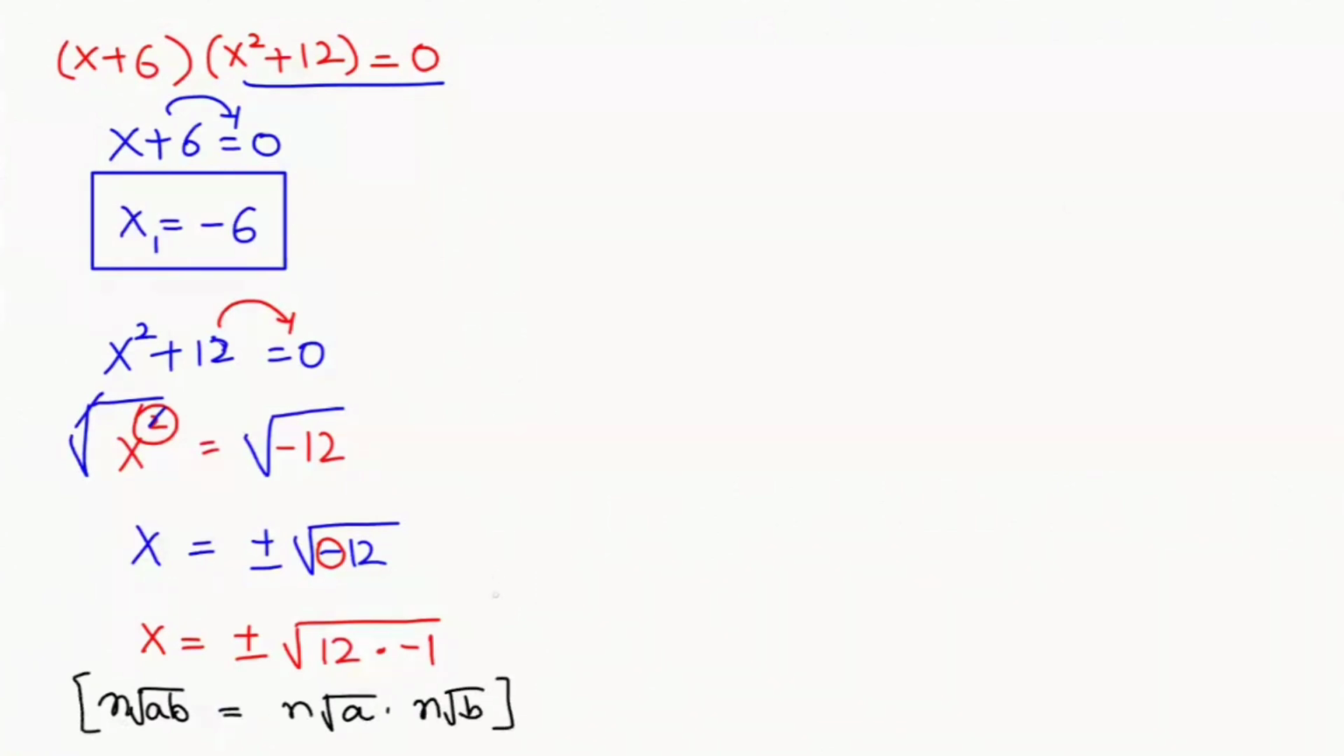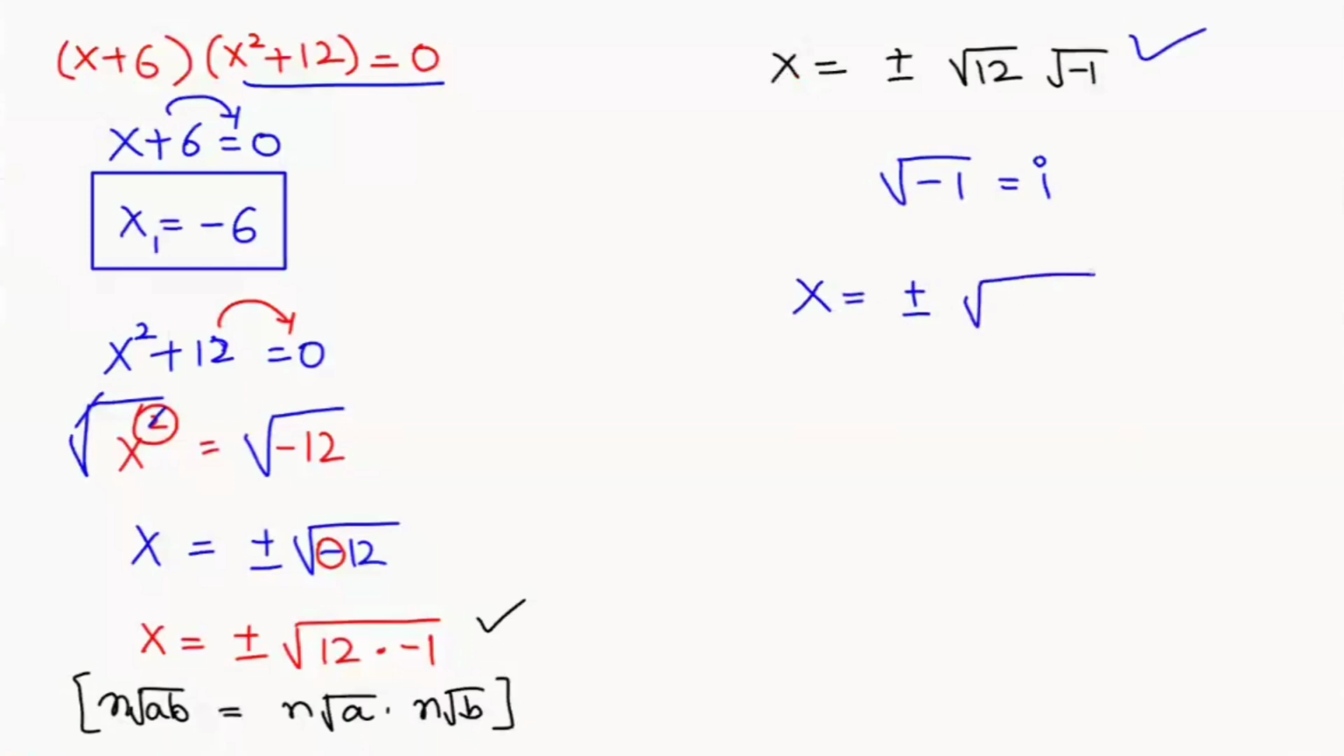So here x is equal to plus minus root 12 and root negative 1. As we know, root negative 1 is equal to iota, so this equation turns to x is equal to plus minus root, and in place of 12 I'm going to write 4 times 3 times iota. And now, taking the root of 4, we have x is equal to plus minus 2 root 3 iota.